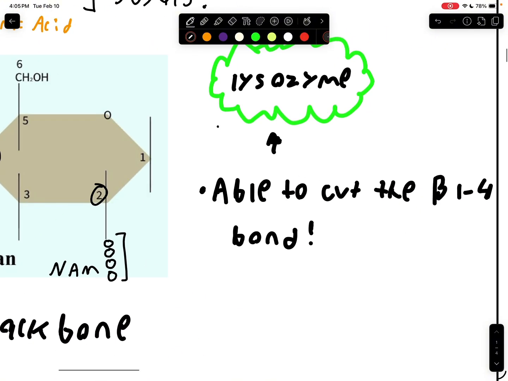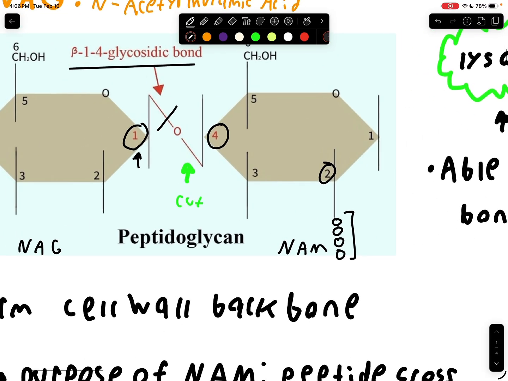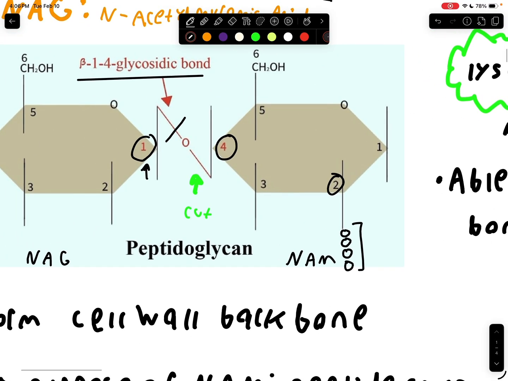Now, what we've seen is that there's this enzyme called a lysozyme, and it's able to cut the beta 1,4 bond. Now, beta 1,4, all that means is the 1 carbon on the left or the right of the NAG and the NAM. As you can see over here, there's 1 carbon and there's 4 carbon.